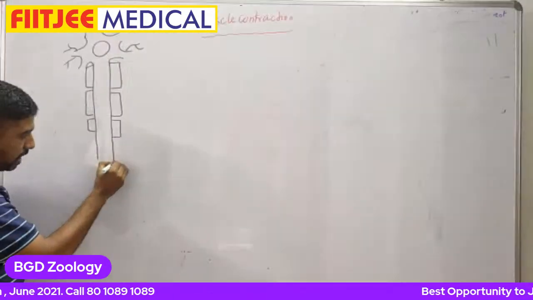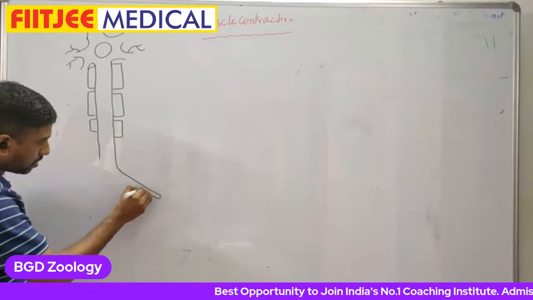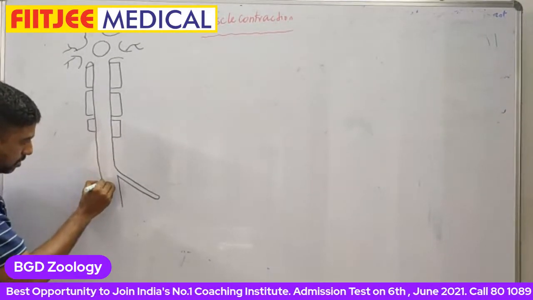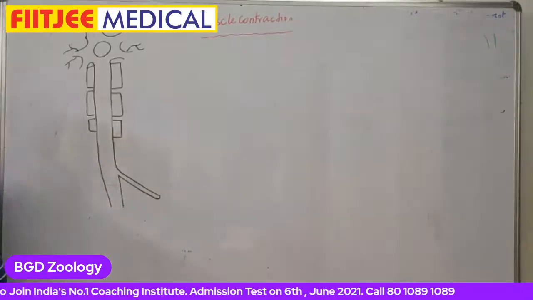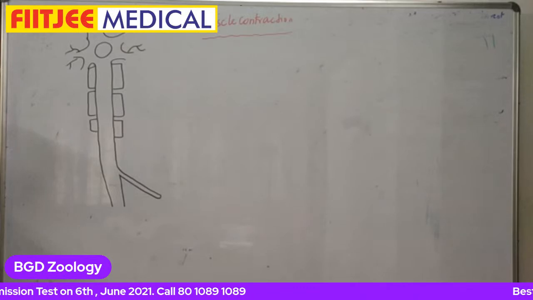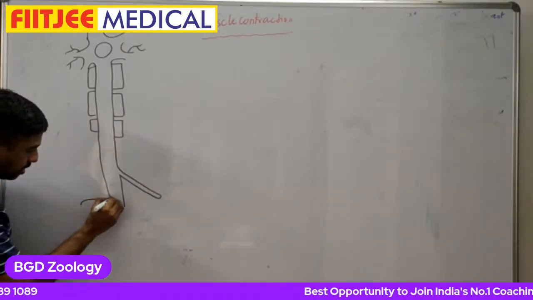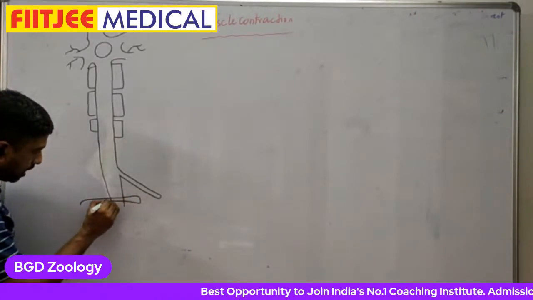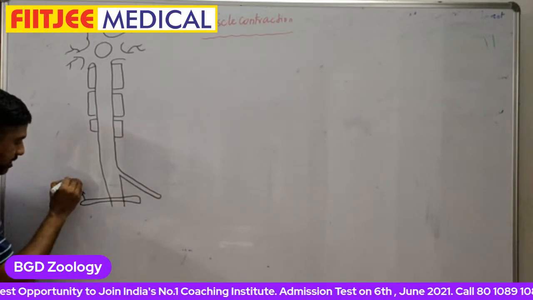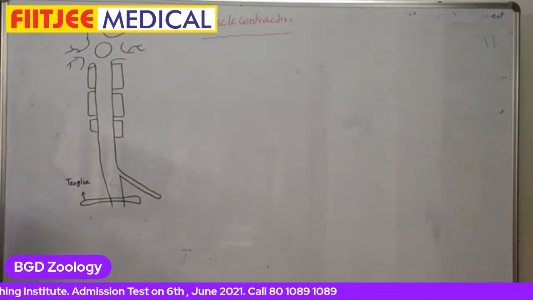So what is the next thing that will happen? They will start to make branches, right? And in this terminal part, you can see that these axons will be covered by another covering. It's a kind of glial cell. We call it teloglia. It's a kind of squamous cell.